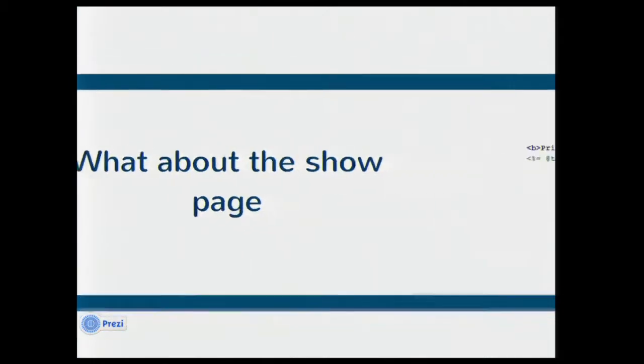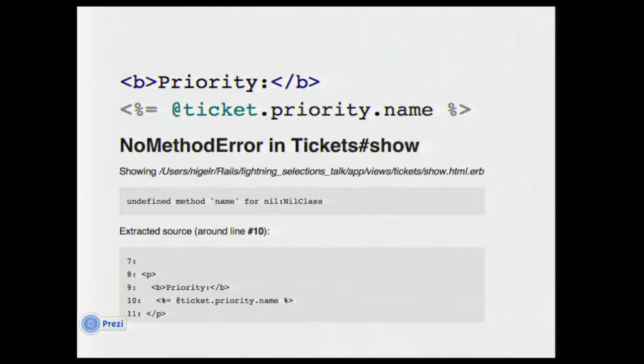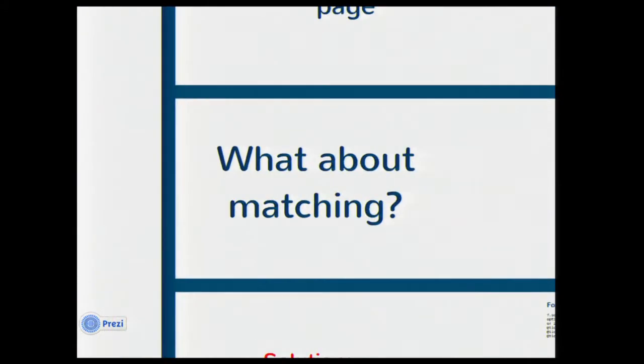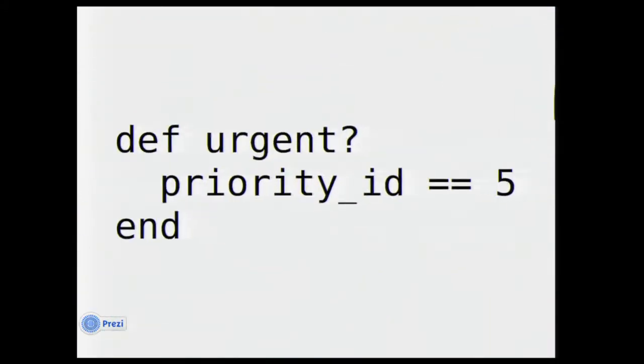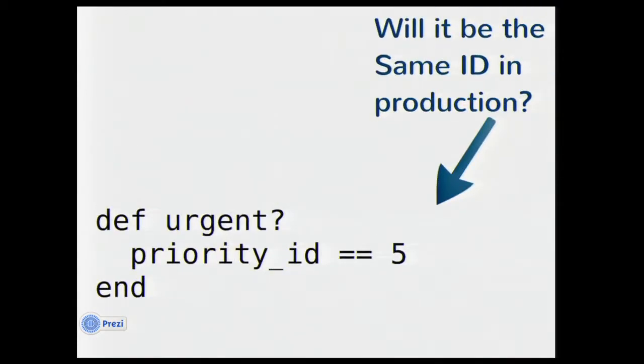And then what about the show page? So we'd just do something like this generally, but if we didn't have any relationship set up, and we had a nil error, we'd get an error like that. So we have to go throw in tries. What about matching? So normally we'd have something like this, but would that be the same idea in production?